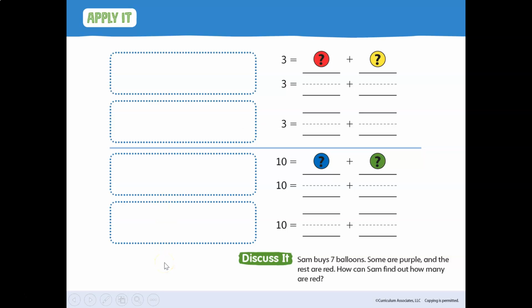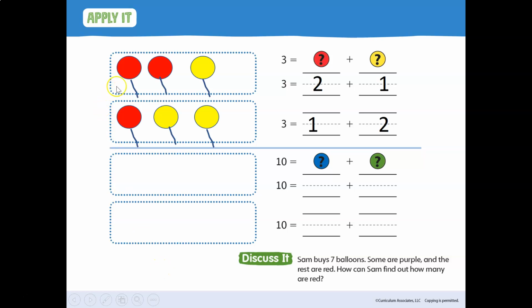All right, so you should have solved. There are 3 balloons. Some are red and some are yellow. So here I have 2 balloons are red and 1 balloon is yellow. 2 plus 1 equals 3. And another way I solved it is if 1 balloon was red and then 2 balloons were yellow.